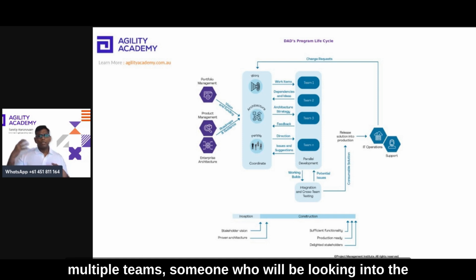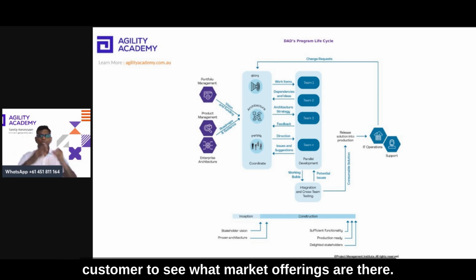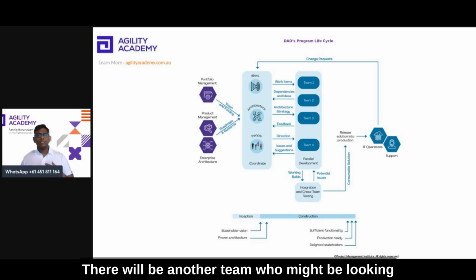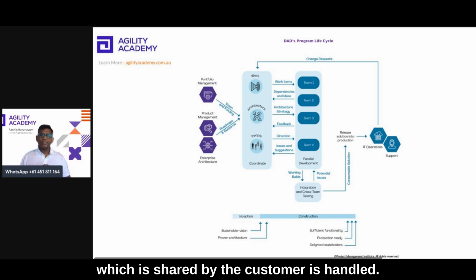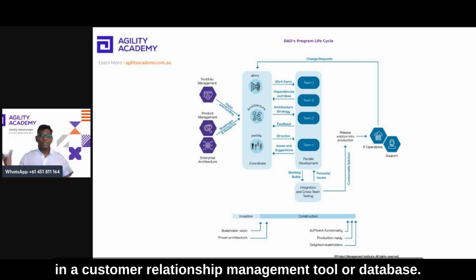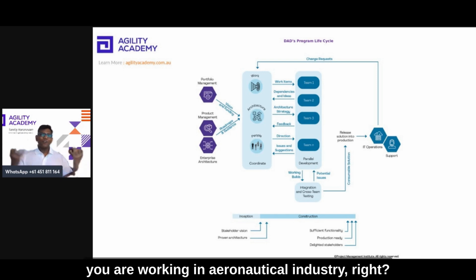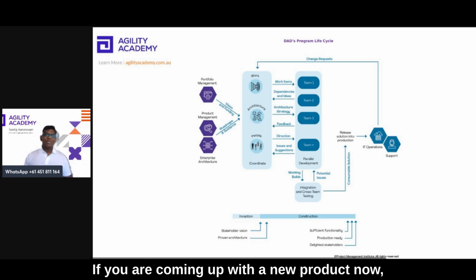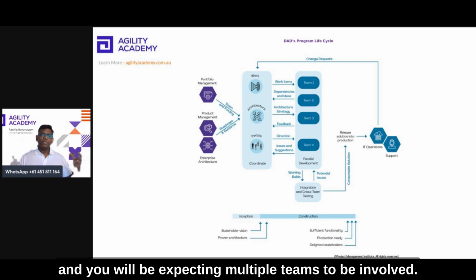Someone will be looking into the customer interfacing, or things which will be available to the customer to see what market offerings there are. There will be another team who might be looking at the business logic, or how all that information which is shared by the customer is handled. And then there will be a few other teams who will be storing customer information from different angles in a customer relationship management tool or database. So that's an example from banking. If you're working in, let's say, the aeronautical industry, and you are coming up with a new product, in that case you need to build those different parts, and you will be expecting multiple teams to be involved.